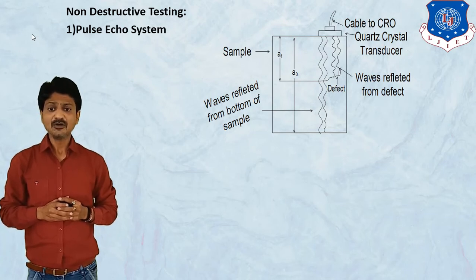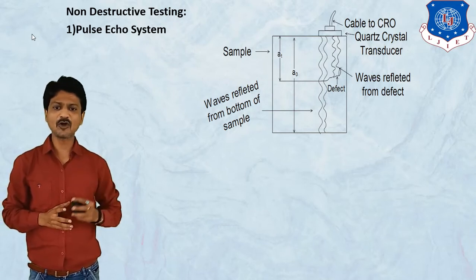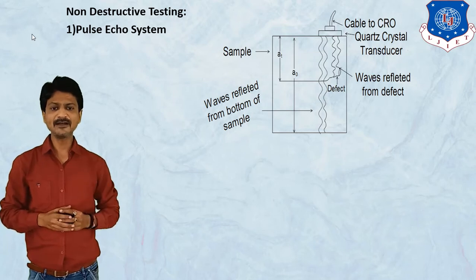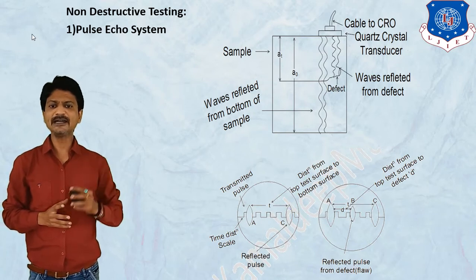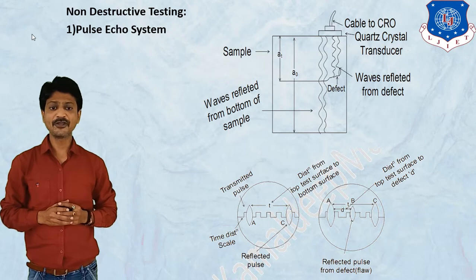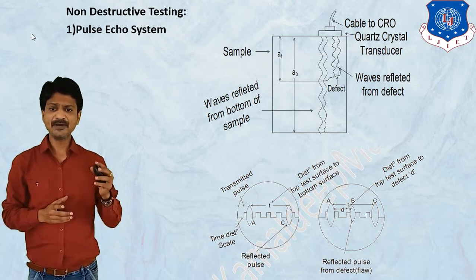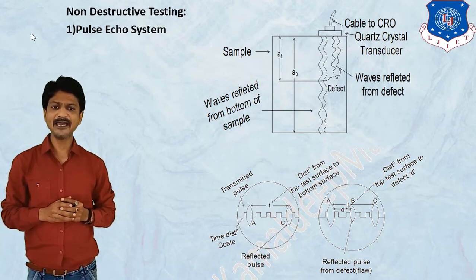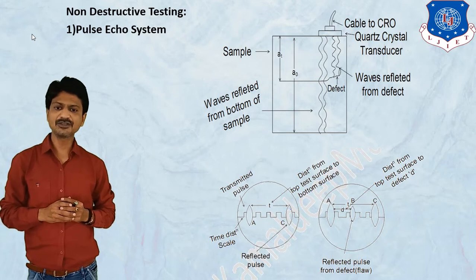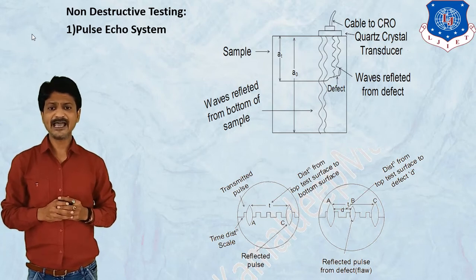Now we can observe in this figure that as the wave passes through the top surface of the sample, there will be a peak on the oscilloscope screen at A. And if there is no defect in the sample, then the peak of the reflected pulse will appear at C. Now, if the sample has a defect, or we can say a flaw, then the wave will get reflected back and a smaller peak will appear on the screen as B. So here we can easily detect any defect in the sample by using the pulse echo system.